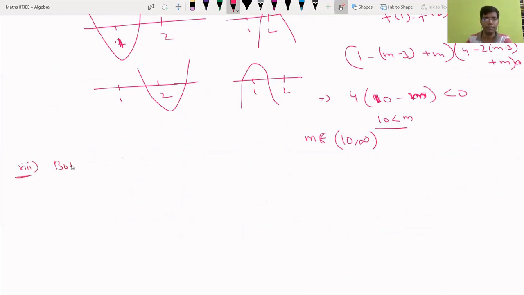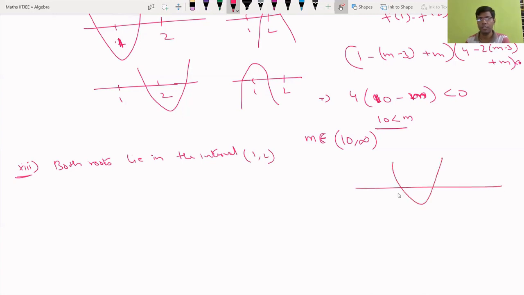Both roots lie in the interval 1 and 2. It's like this or like this. So both the roots are lying in this interval. Obviously, it could be like one root also, a common root.